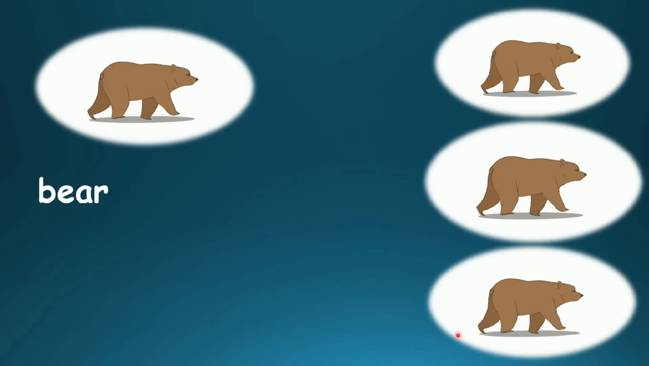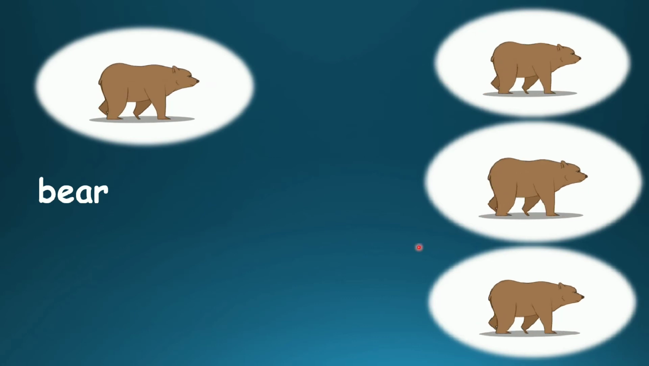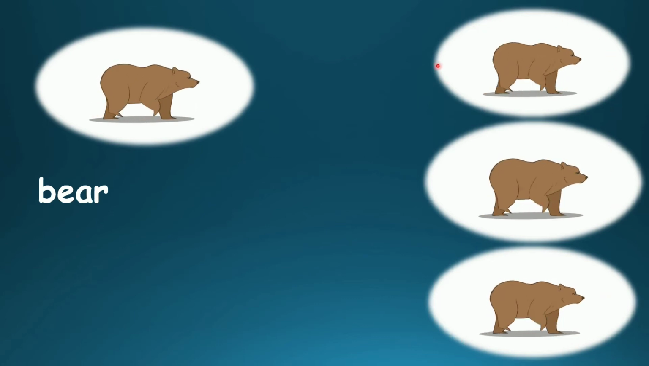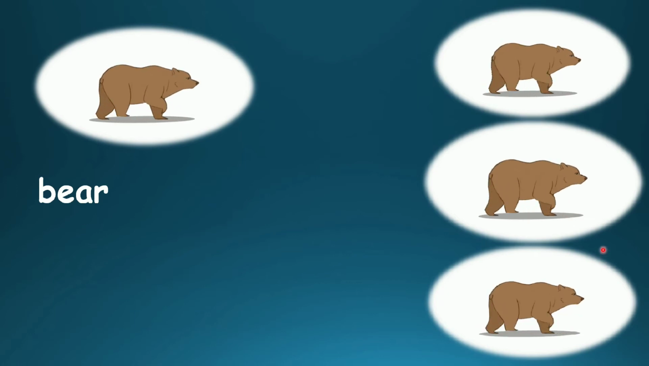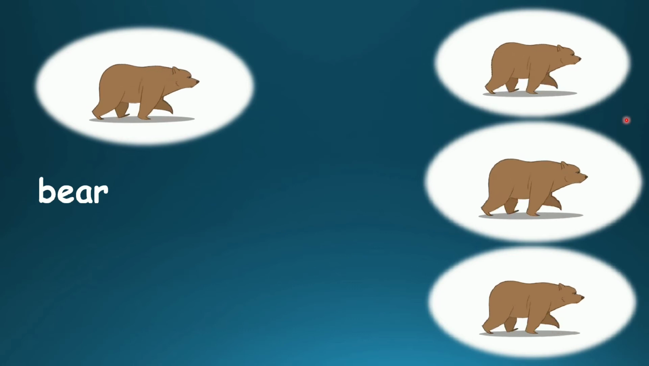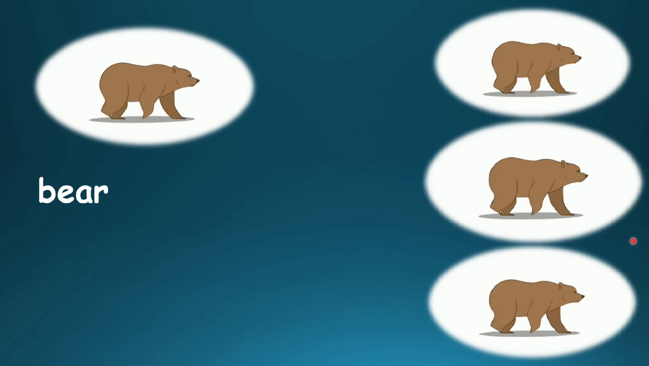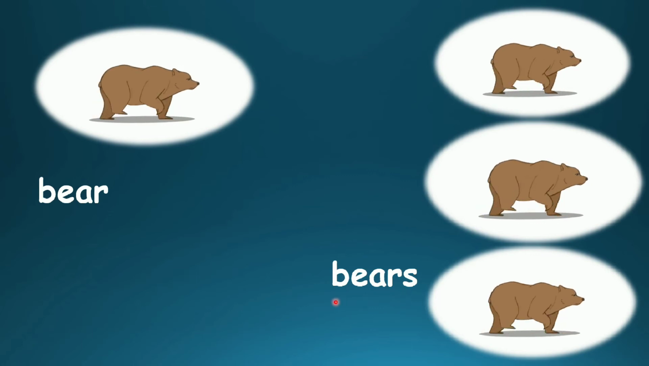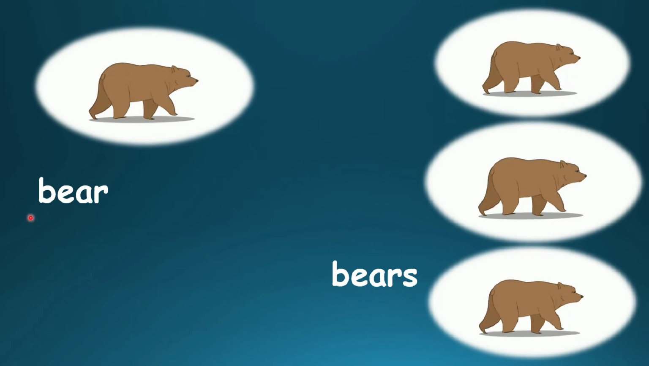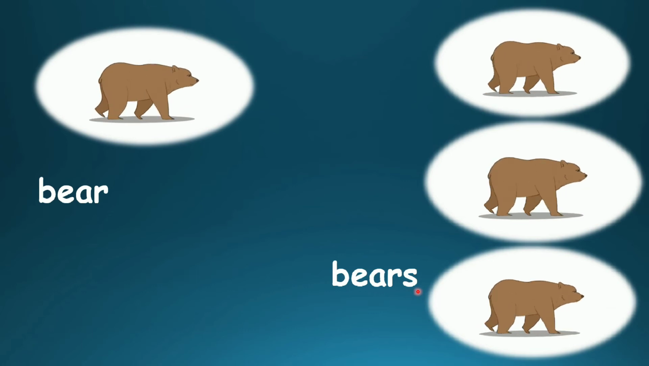But when we look at this side, we see more than one bear. To be specific, how many bears do we see? Well, let's count together with the teacher. 1, 2, 3. They are 3 in total. So we say bears. So we have bear to mean one and bears to mean more than one.